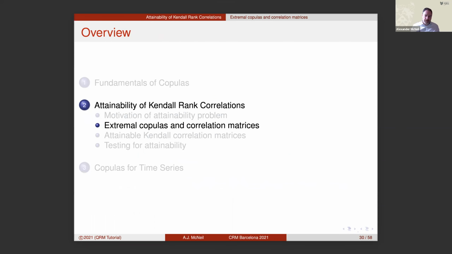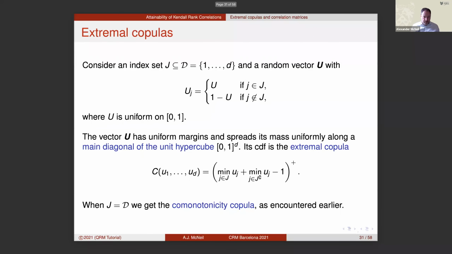Now, in order to explain what the real condition is, I need to say a little bit more about extremal copulas and extremal correlation matrices. This slide is perhaps a little bit theoretical, but in dimension D, we can think of an index set J, which is a subset of D. It could be 1 and 2, 1 and 3, or 1, 2, and 4. It's any subset of D.